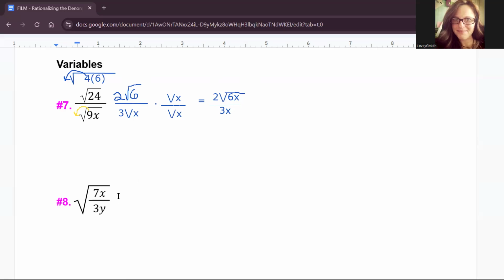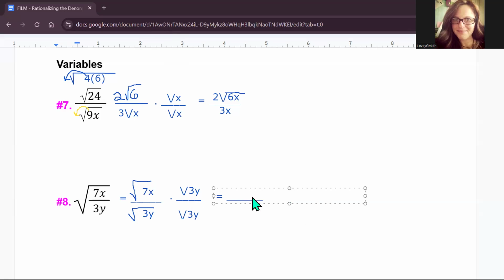All right, last one here. I think I'm going to start by using the property that allows me to take the square root of the top and the square root of the bottom separately. If you have a fraction under a square root, you can take the square root of the top and the square root of the bottom separately. Now we'll rationalize by multiplying by the square root of 3y. Square root of 3y. We'll multiply straight across.